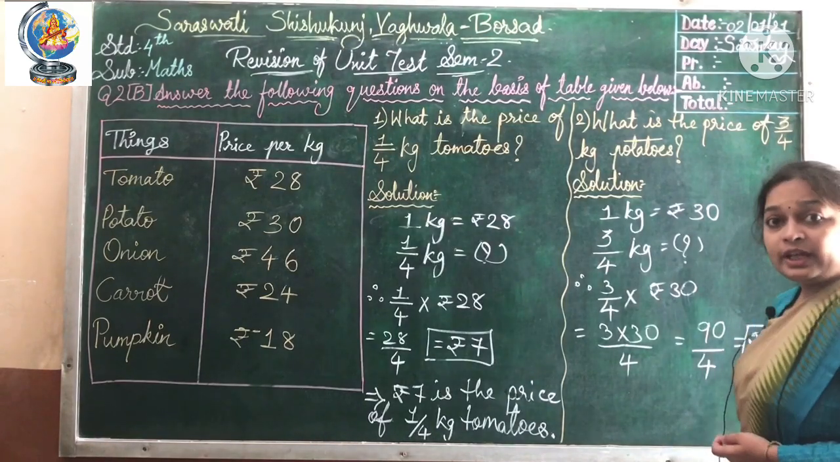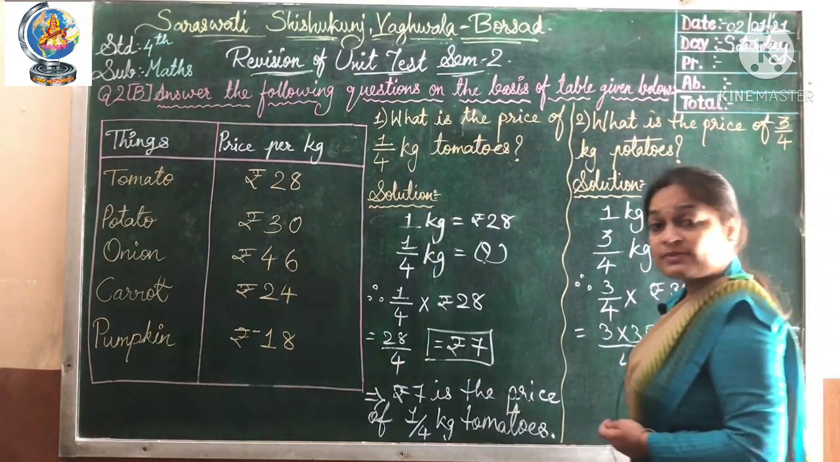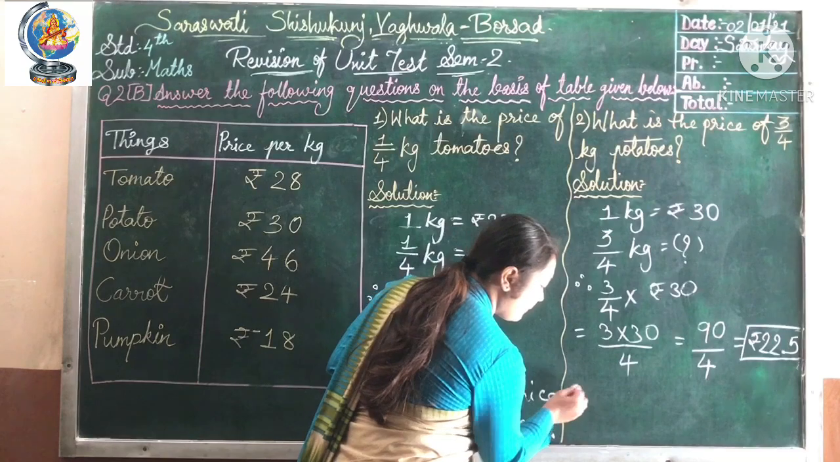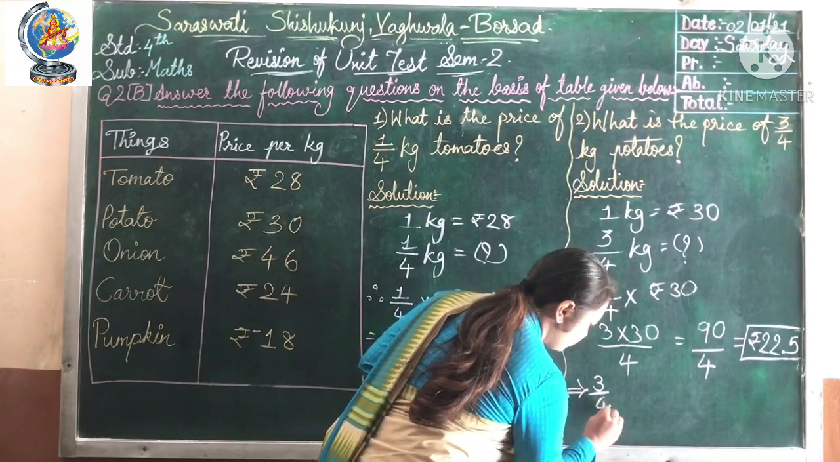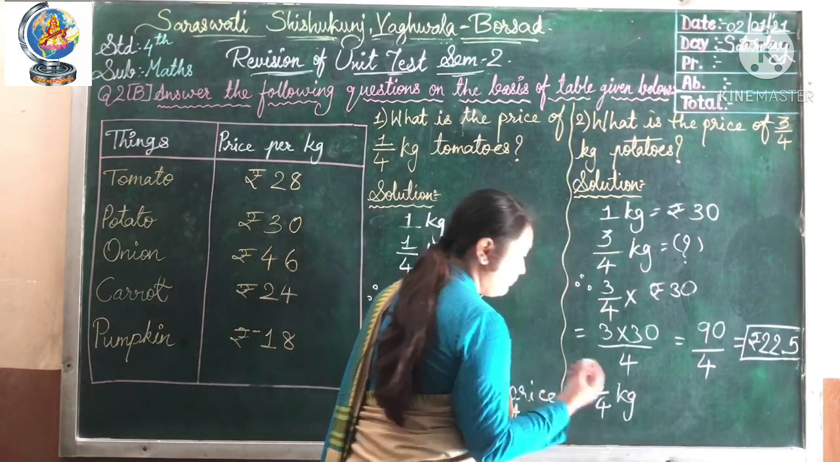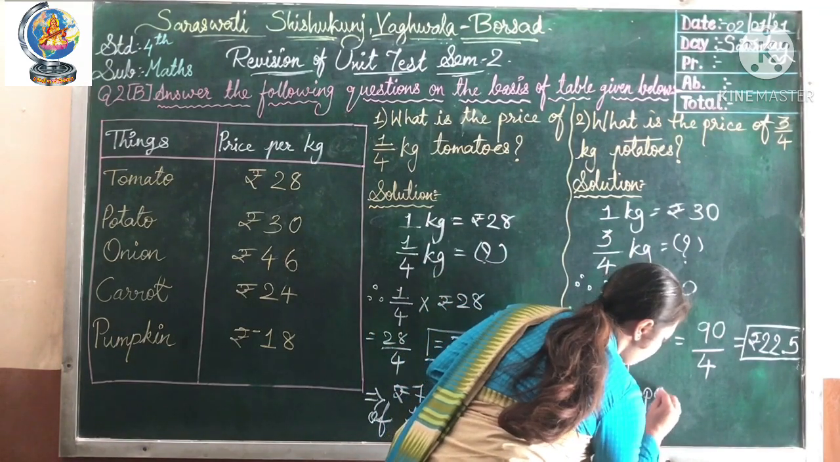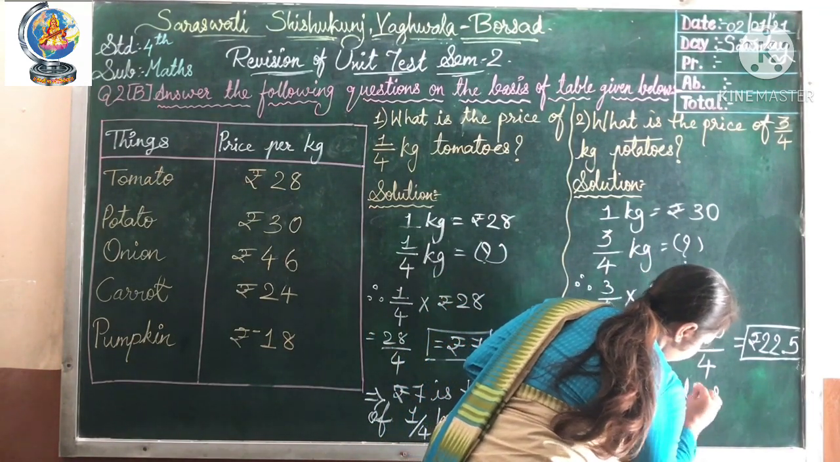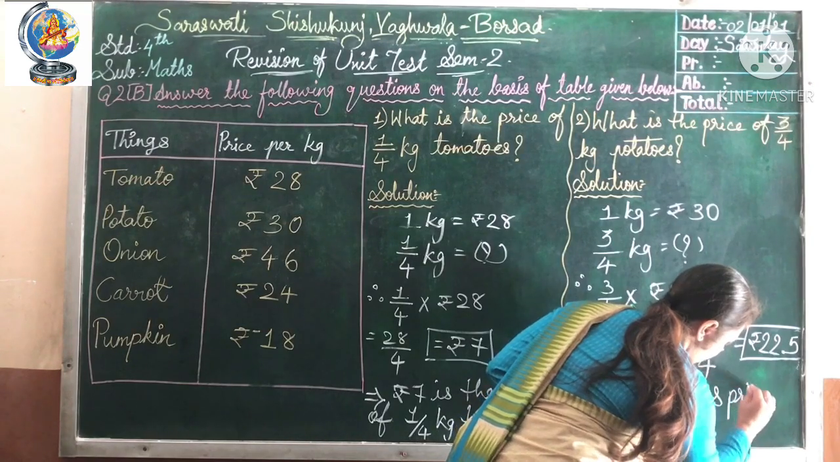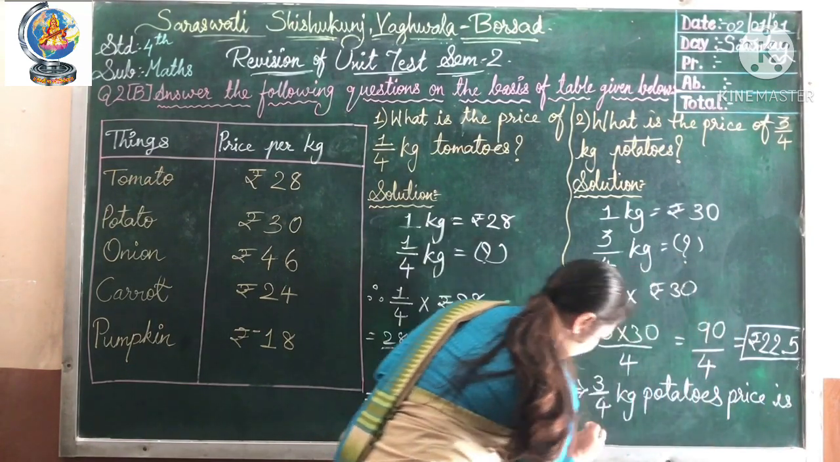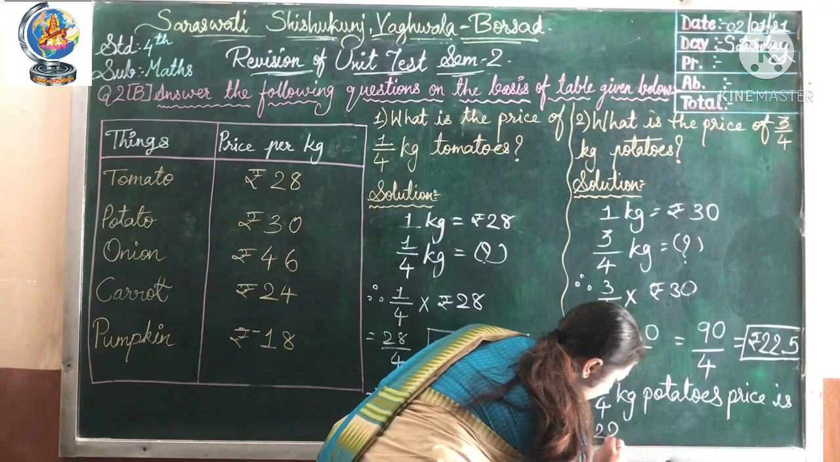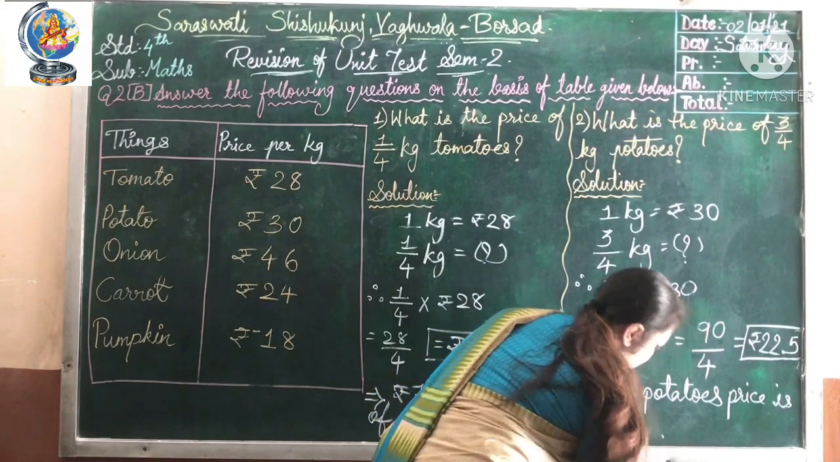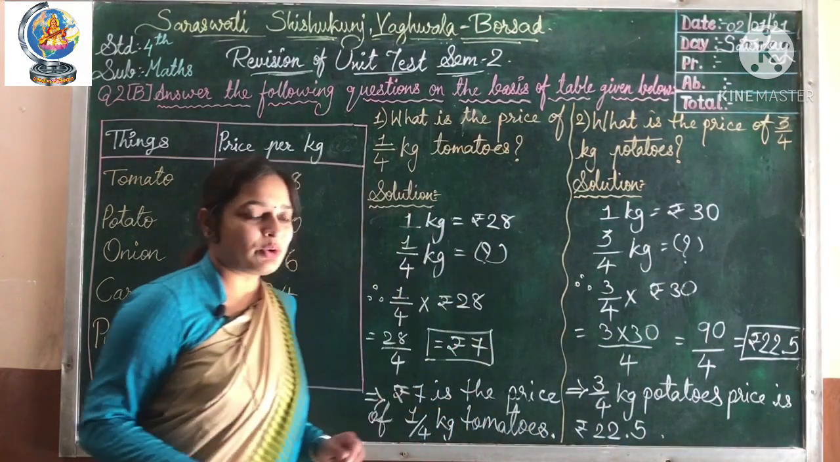Okay, so we will write it in the form of a sentence now. 3/4 kg potatoes price is rupees 22.5. Okay, clear? Just take a look now.